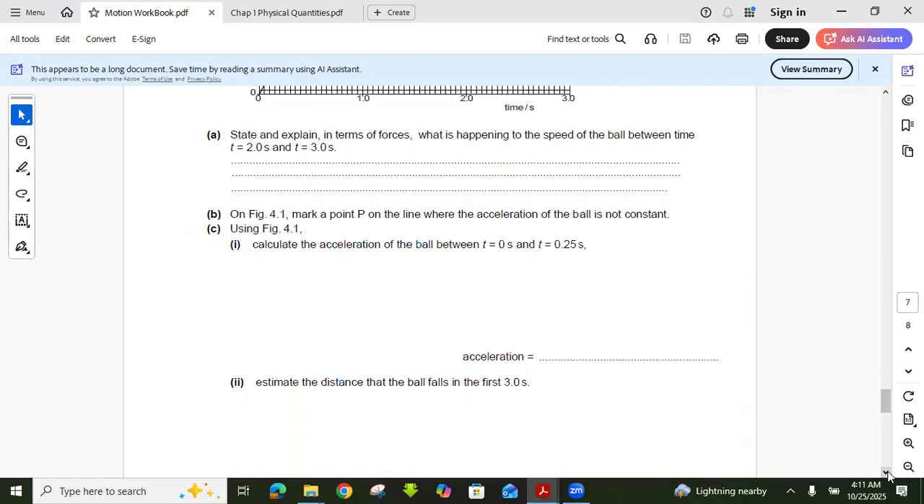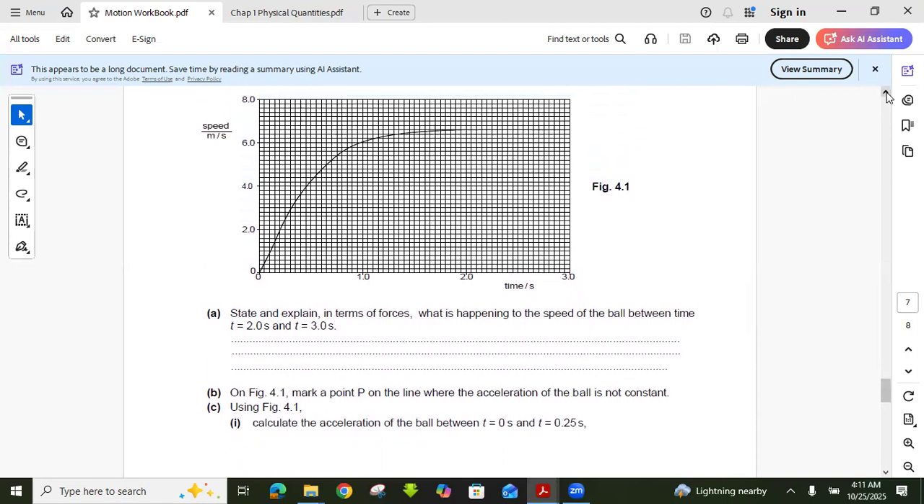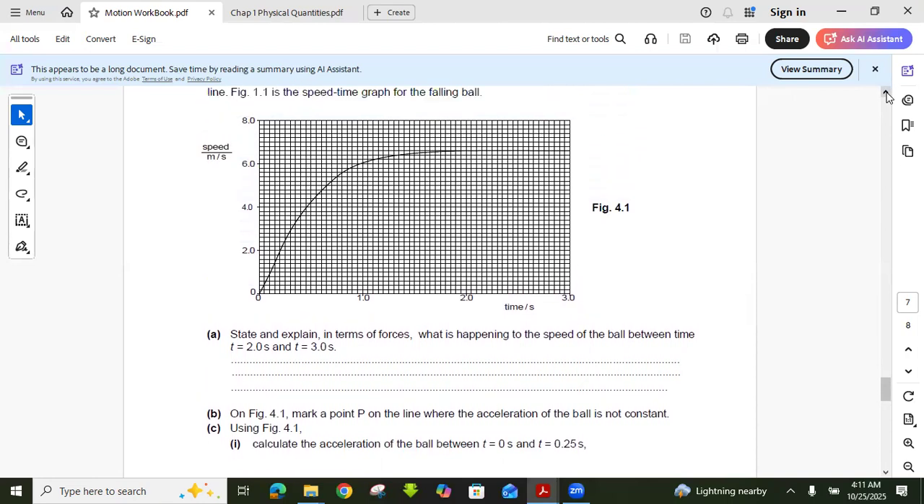Estimate the distance that the ball falls in the first 3 seconds. Can we see the graph? So it's a velocity time graph, but they call it estimate. You know why? Because you have a curved line here and it's not straight.